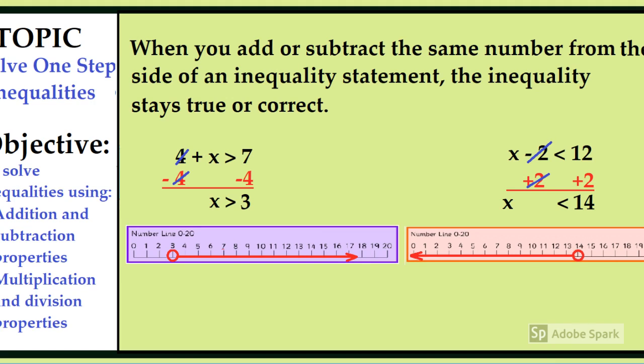Where is the inequality symbol pointing? To the left. So, the arrow will go to the left. And all the numbers to the left are smaller than 14.